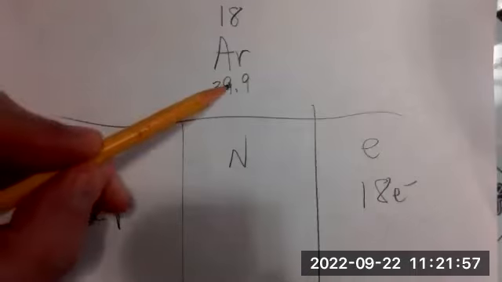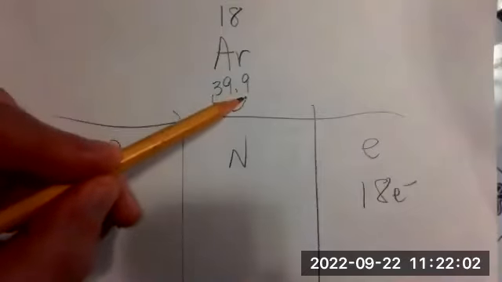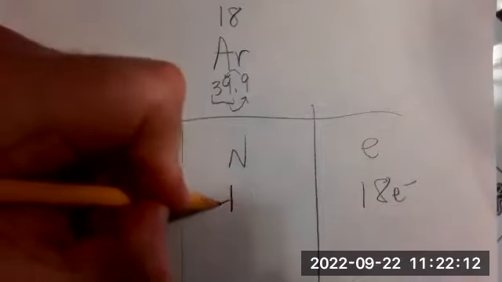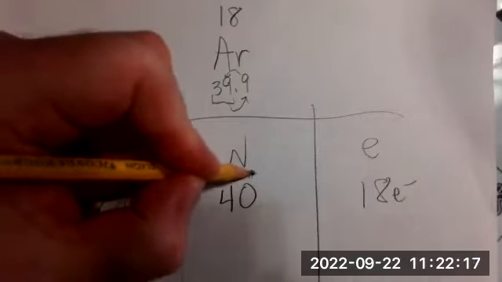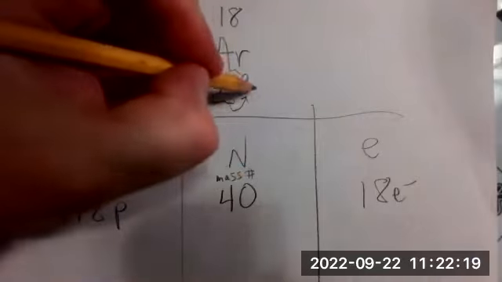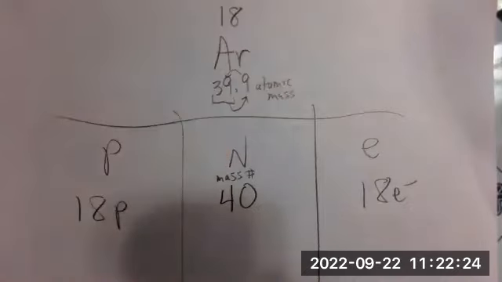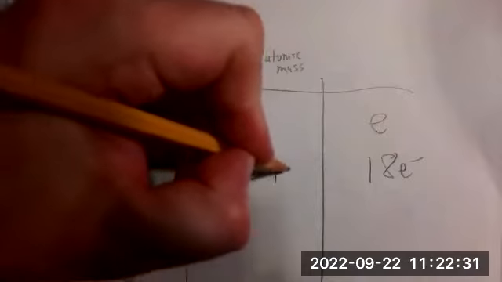So we take that 39.9 and we round it to the nearest whole number. And remember, you look to the right to round to the next digit over. So 39.9 rounds to what whole number? Good, 40. And that's called the mass number, by the way. Up here, it's called the atomic mass. But when you round it to a whole number, it becomes the mass number. Numbers are integers, whole numbers. And remember, that's the protons plus the neutrons.